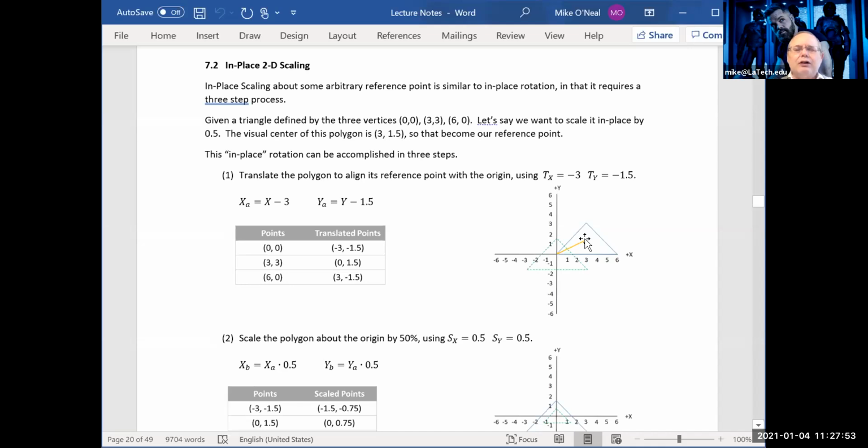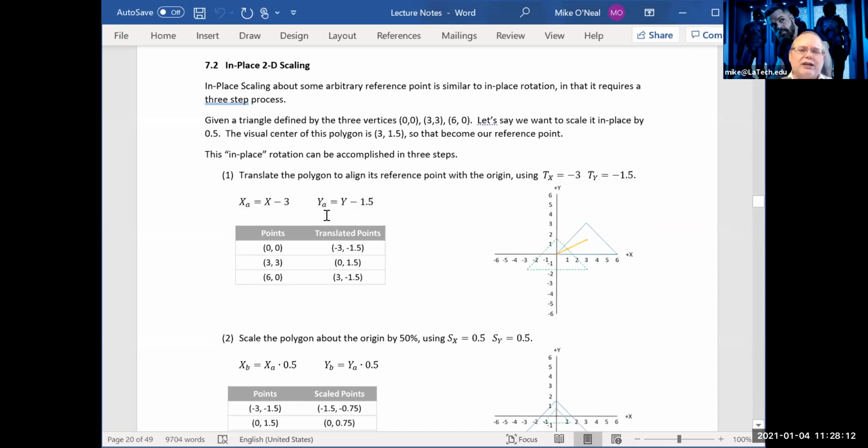So the center's here. There's no reason that all of these numbers have to be integer. They don't have to be. So you could have a 1.5 in y. And so basically I'll need to subtract 3 from x, and I'll need to subtract 1.5 from y, and that'll get this reference point here in the center at the origin.